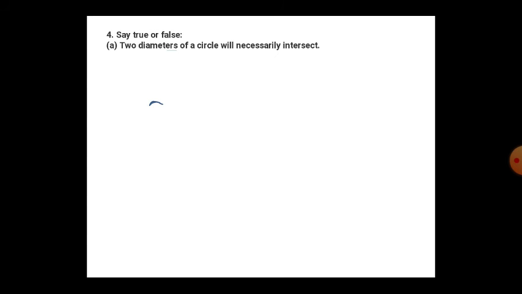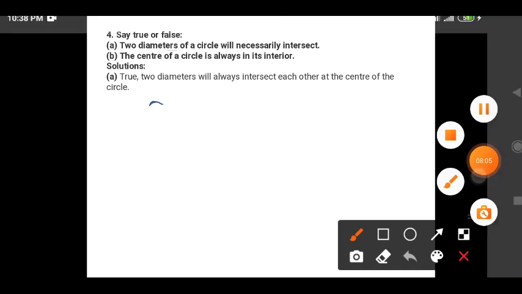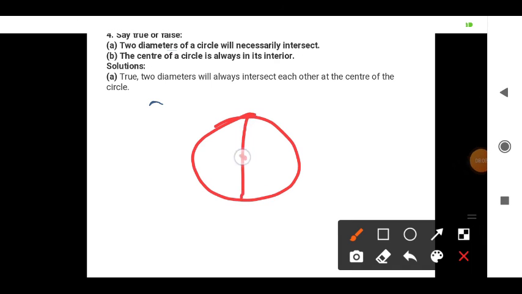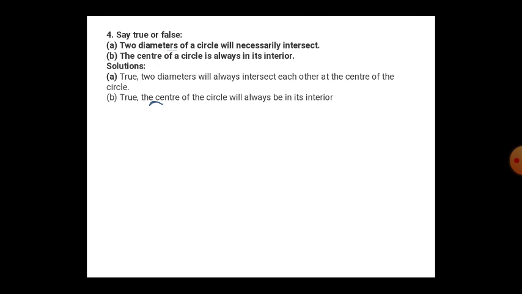Say true or false. Two diameters of a circle will necessarily intersect. See, it is true. If you draw a circle, this is one diameter and this is another diameter. These two diameters of a circle will necessarily intersect. If you draw two diameters, they will intersect each other. The center of a circle is always in its interior. Yes, so it is also true. The center of a circle is always in the interior of the circle. Thank you.